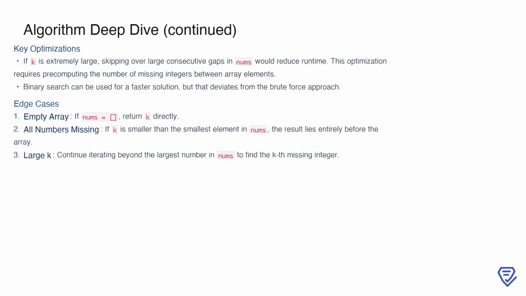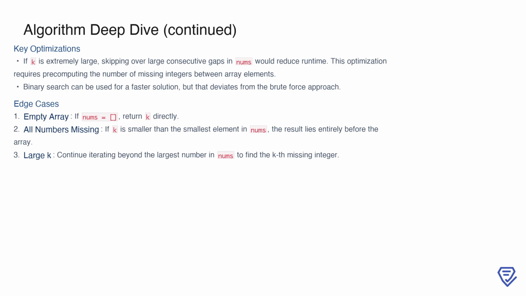To optimize this approach, we could take advantage of the gaps between consecutive elements in the array. By pre-computing the number of missing integers in these gaps, we can skip over large ranges of numbers instead of checking each one individually. For an even faster solution, we could use binary search to pinpoint the kth missing number directly, but that would deviate from the brute force approach we're focusing on here.